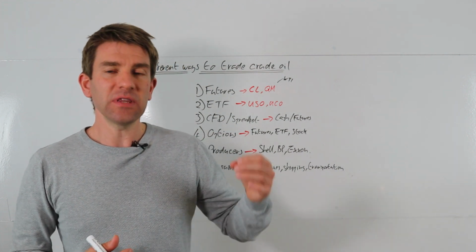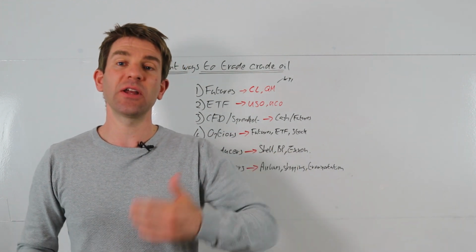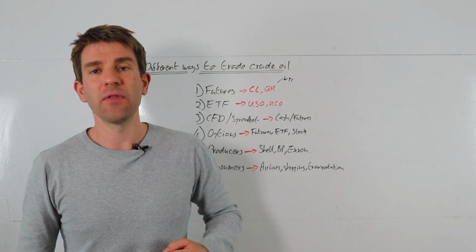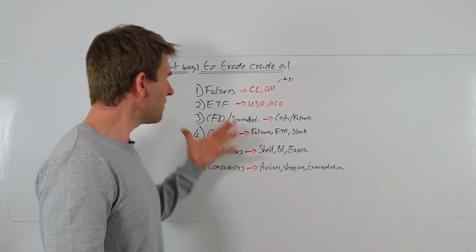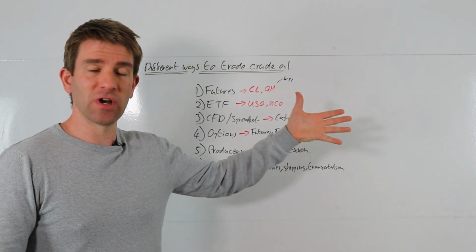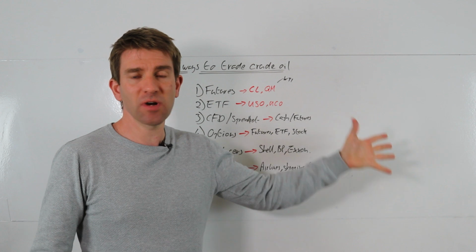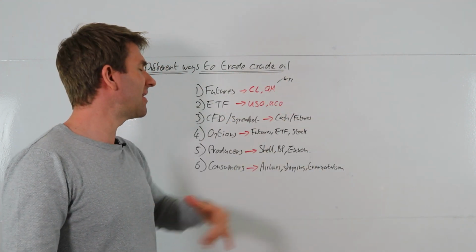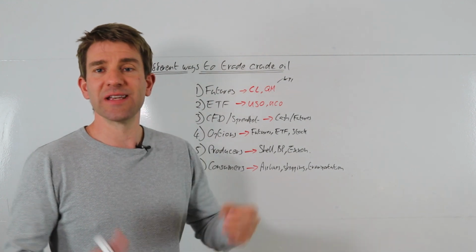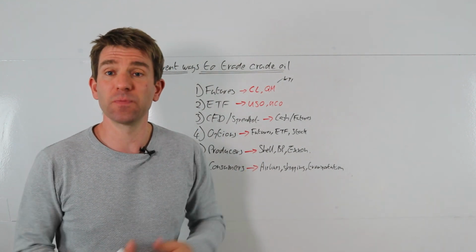So what different vehicles can we use to get exposure to crude oil, either from the long side or from the short side? The first, pure exposure, if you like, would be via the futures contract. By the way, this is West Texas Intermediate I'm talking about. You've got other grades, Brent, etc., but I'm keeping it with West Texas Intermediate because that's the one that happens to be super spicy at the moment.